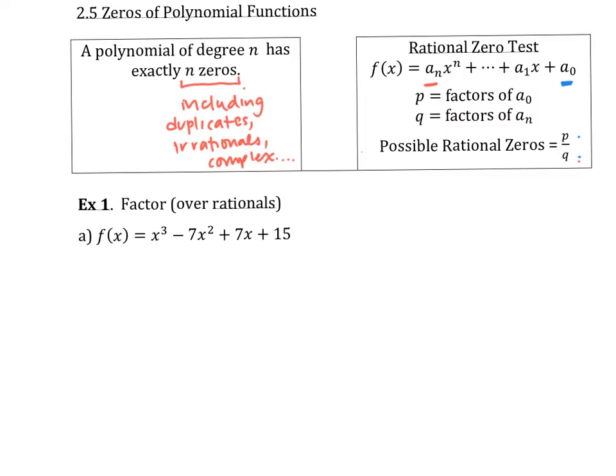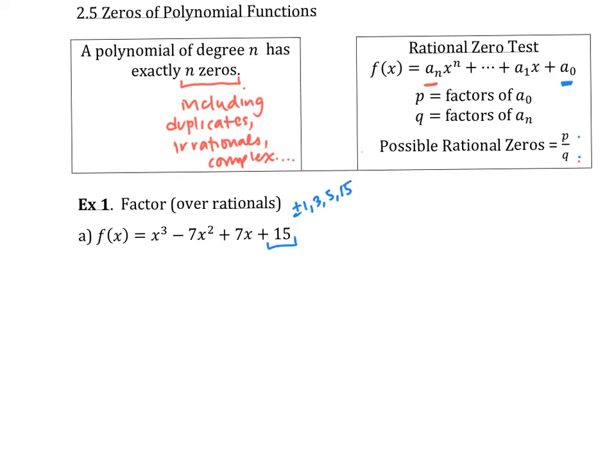Okay. Last section, they gave you a zero to start with. In this section, you need to find the first zero. So I need to figure out which values will give me a zero. And instead of randomly guessing, I'm going to use the rational zero test. The rational zero test says, look at the last term, the constant term, and think of the factors of 15. So it could be positive or negative 1, 3, 5, or 15.